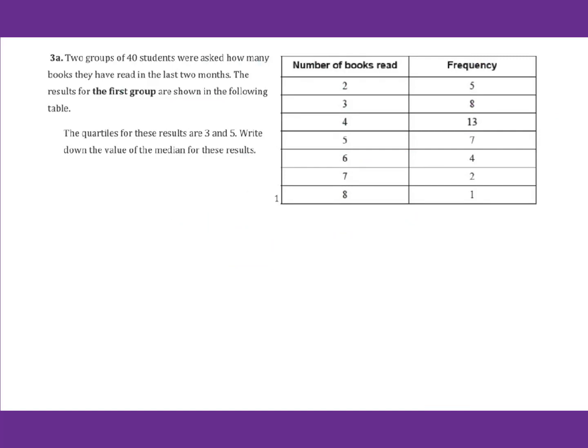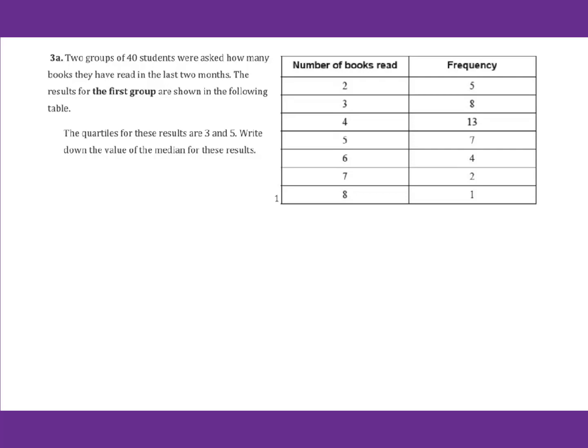Go to 3A. 2 groups of 40 students were asked how many books they have read in the last 2 months. The results for the first group are shown in the following table. The quartiles for these results are 3 and 5. Write down the value of the median for this result.